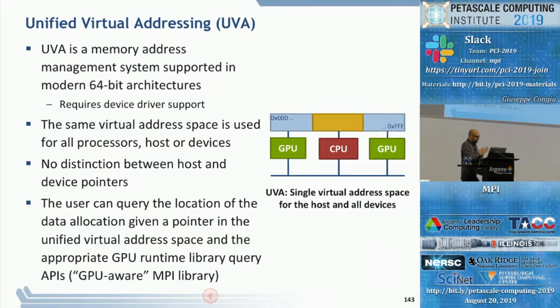And the user can query the location of the data, so the actual physical data: where is the actual physical memory, is this on the host or the device? And that can be queried using the GPU runtime library that many MPI implementations can also take advantage of.